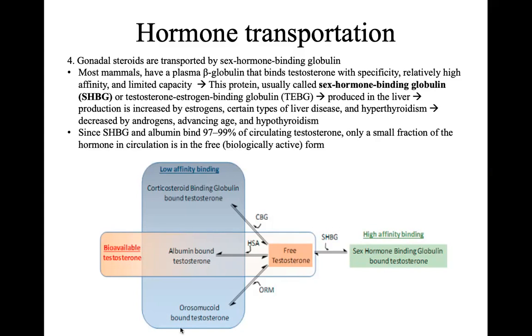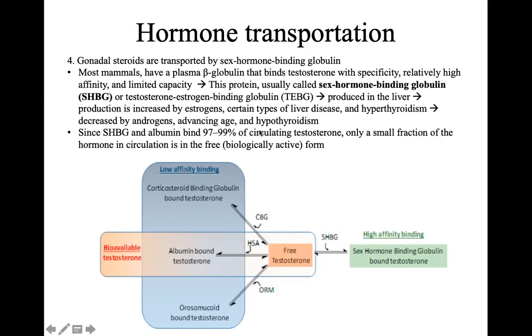So in most mammals, most of them are beta globulin that bind testosterone with high specificity, high affinity, but limited capacity. If they match together perfectly, very specific, then they are very limited, because they come and bind, come and bind, come and bind. There are no loose structures or components that cannot bind.